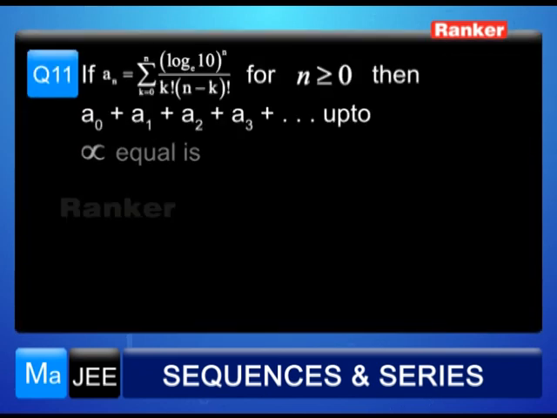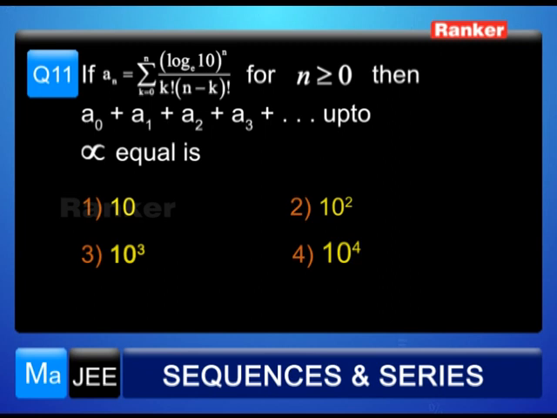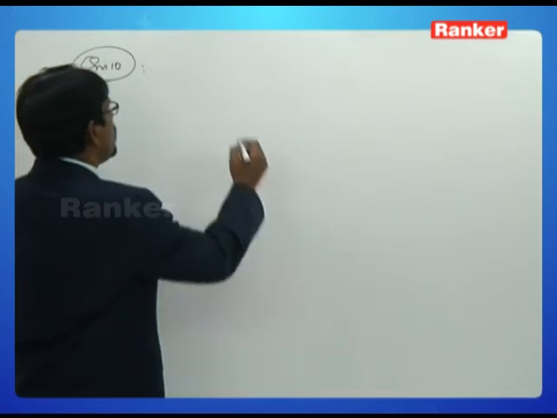If an is equal to sigma k ranging from 0 to n, log 10 to the base e power n divided by k factorial into n minus k factorial, for all n greater than or equal to 0, then sigma an, n ranging from 0 to infinity, is equal to 10, 10 square, 10 cube, 10 power 4. These are the four options. Let's have a look at the an there. What is an?